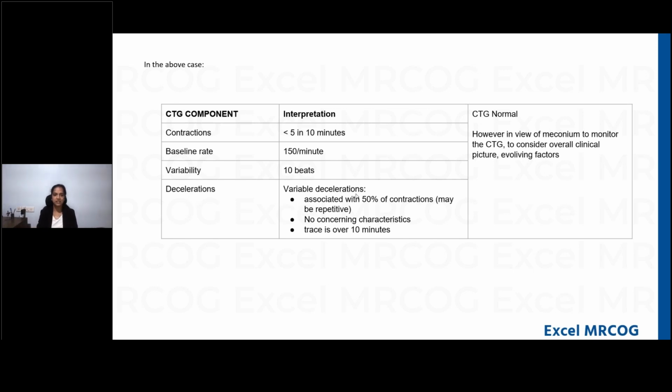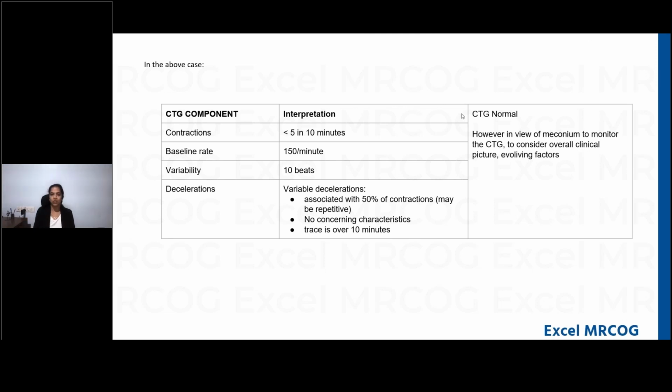Then decelerations, it is associated with 50% of the contractions, but there are no concerning characteristics and the trace is just over 10 minutes. So it is not enough to really interpret the CTG well. But if it continues this way, you can still say it is normal because there are no concerning characteristics. So you remember that you need to understand what concerning characteristics are in case of CTG.